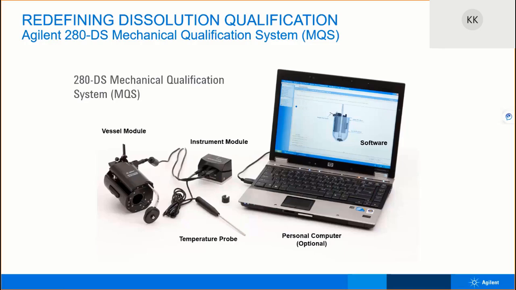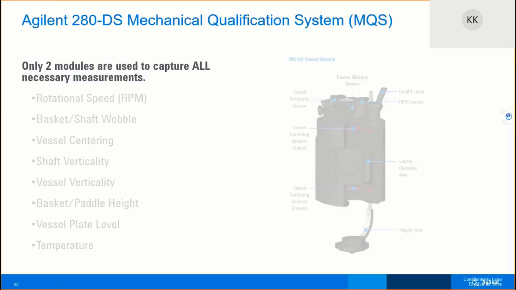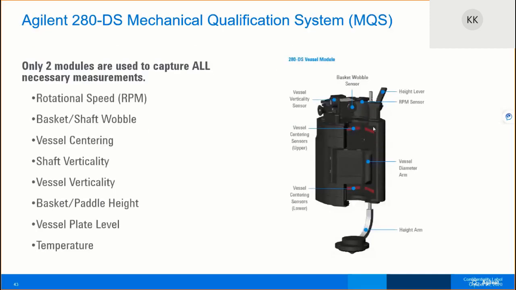With the report, as I said, you have full traceability, you have the electronic signature function, all the benefits you can think of. So I mentioned that you have the vessel module with the sensors. You would measure the rotational speed, the basket and shaft wobble, vessel centering, shaft verticality, vessel verticality, basket pedal height with that little arm in the bottom, vessel plate level, and the temperature. That would be with the other modules.